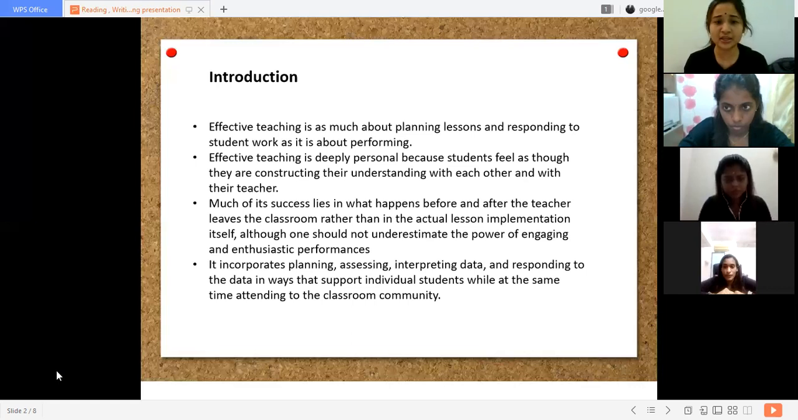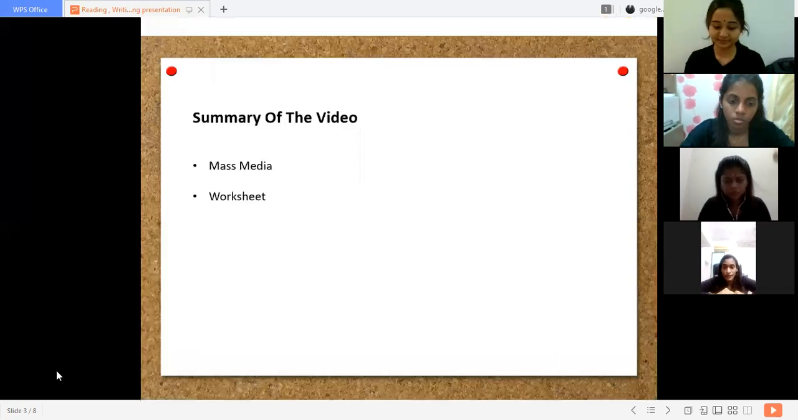It incorporates planning, assessing, interpreting data, and responding to the data in ways that support individual students, while at the same time attending to the classroom community. So for the next slide, I will pass to another group member.